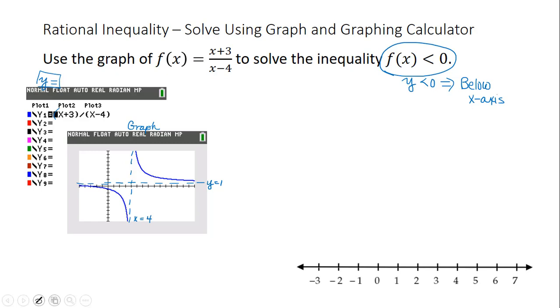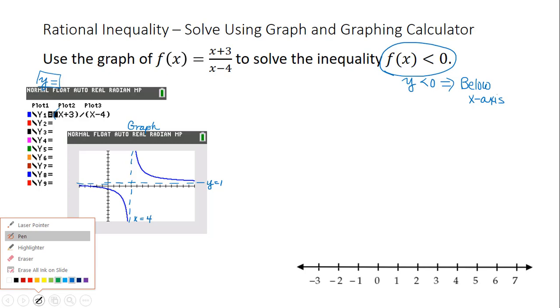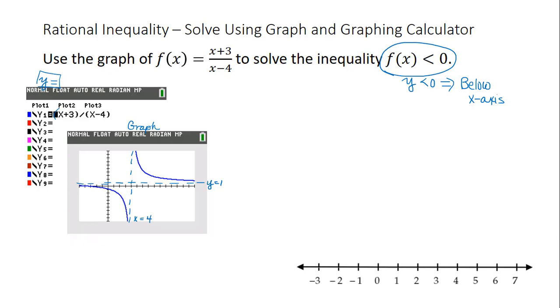And so I'm going to use another color to draw the regions that come from the zeros and where it's undefined, that is the boundary numbers. So at -3, the graph crosses the x-axis. And then at 4, we've already got a vertical asymptote drawn there, but the function is undefined there. So those two vertical lines divide the graph into 3 regions. We can call those A, B, and C, where the region will either be below or above the axis. And the only region where the graph is below the x-axis is in region B.